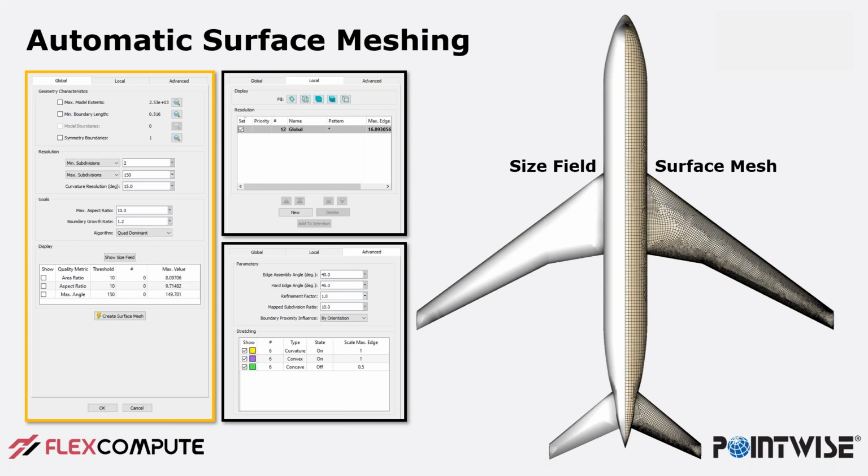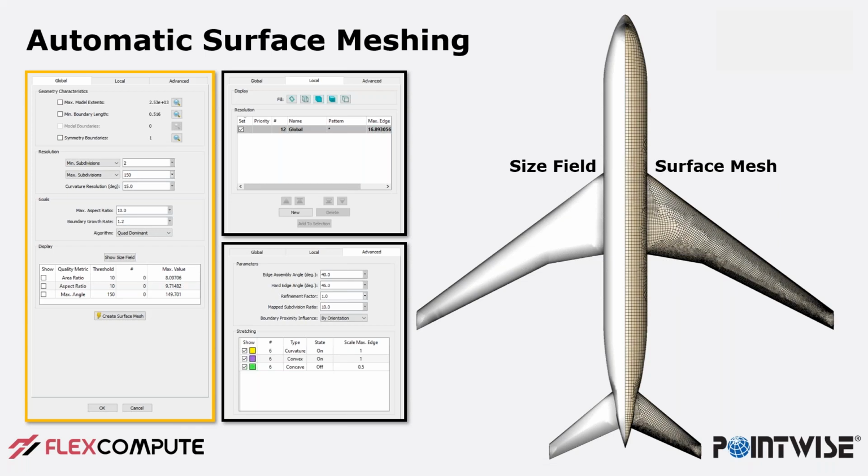And in fact, I'll mention that for this benchmark case, this is where we spent our time. We didn't change any of the defaults. Everything that we're going to show you is out of the box. The only thing we changed was the surface meshing algorithm. The default is actually advancing front, and we changed that to quad dominant, but everything else is out of the box.